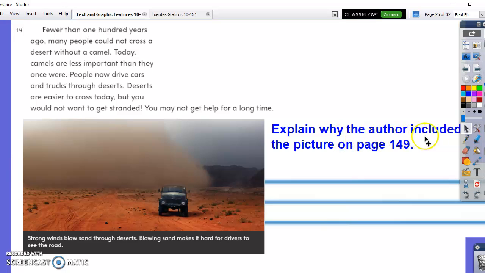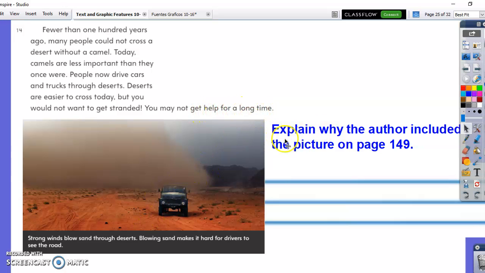This one says, explain why the author included the picture on page 149. This, of course, is page 149. It says here, fewer than 100 years ago, many people could not cross a desert without a camel. Today, camels are less important than they once were. People now drive cars and trucks through deserts. Deserts are easier to cross today, but you would not want to get stranded. You may not get help for a long time.